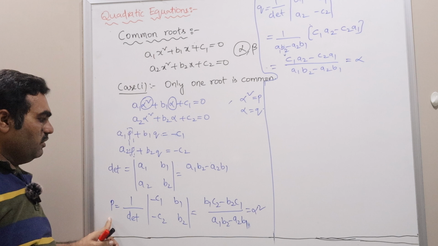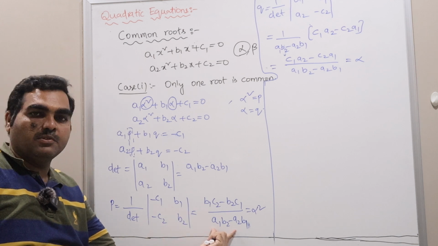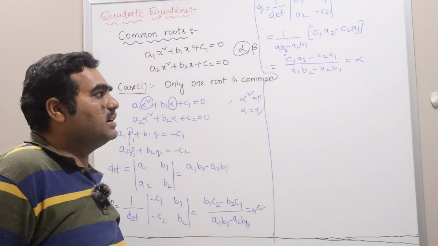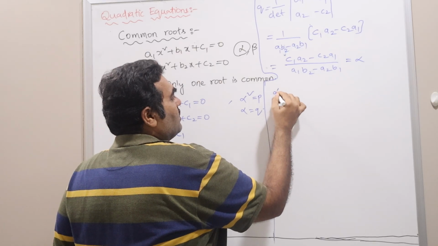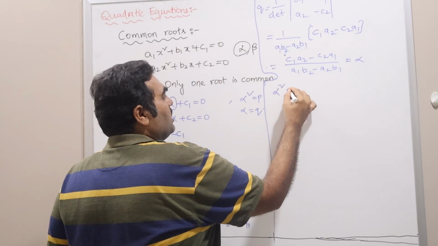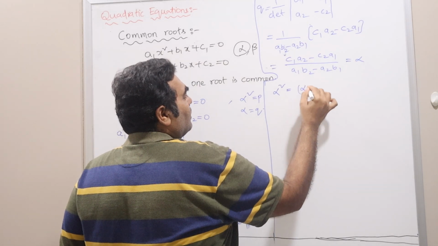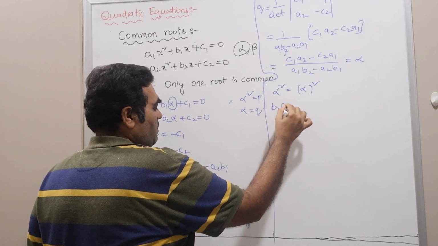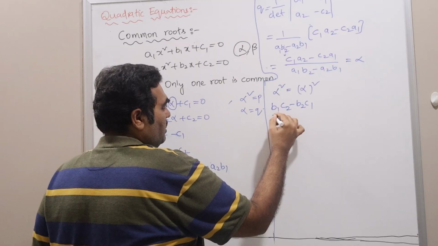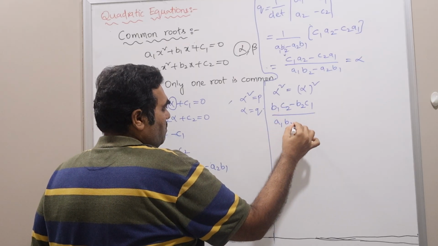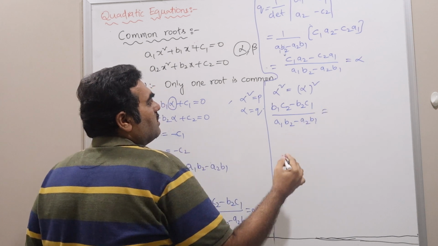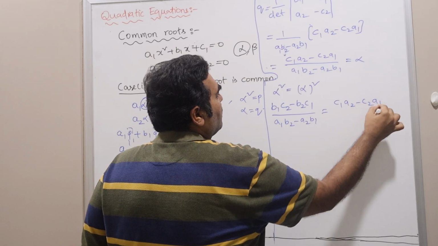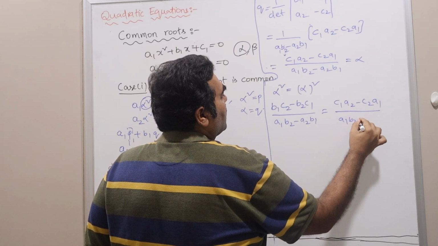So you have determined alpha square as some expression, and alpha as some expression. What is the condition here? Alpha square should be equal to the square of alpha. So b1 c2 minus b2 c1 divided by a1 b2 minus a2 b1 is equal to the square of c1 a2 minus c2 a1 divided by a1 b2 minus a2 b1.